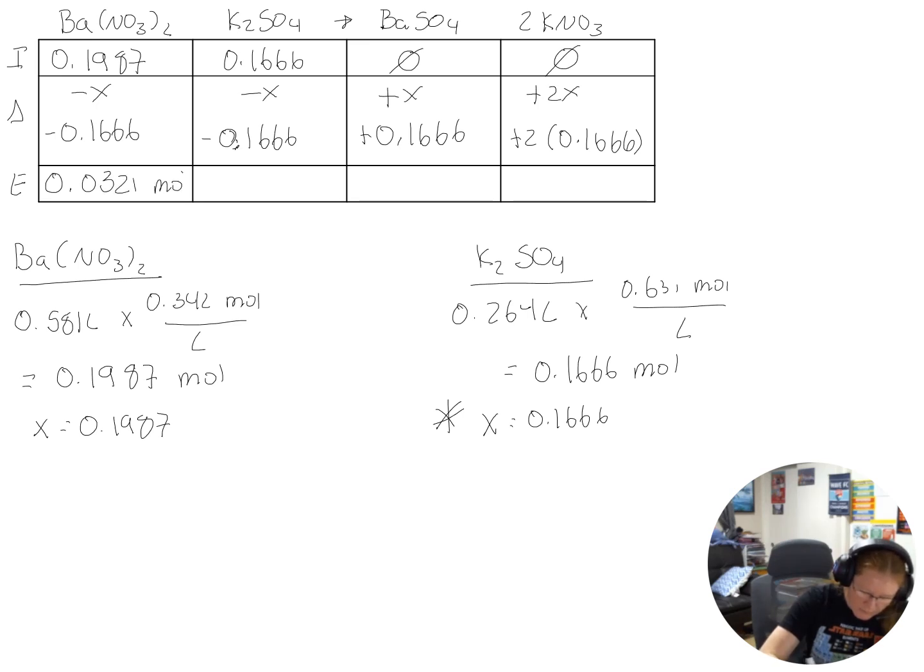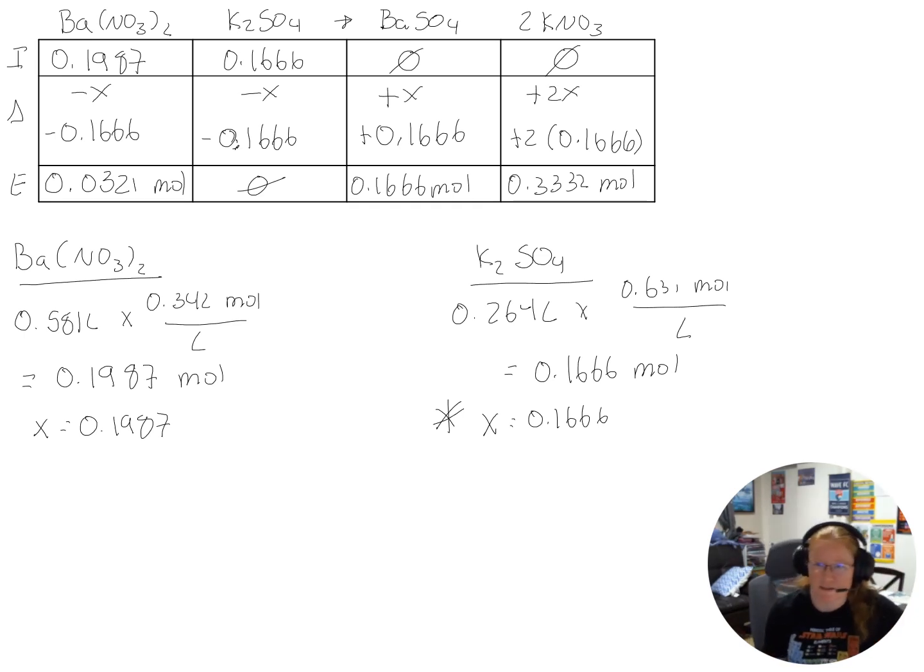Okay, and so at the end we have 0.0321 moles of our barium nitrate left. We have no potassium sulfate. We've made 0.1666 moles of barium sulfate, and we've made 0.3332 moles of our potassium nitrate. Okay? All right, we want to know the mass of the barium sulfate.